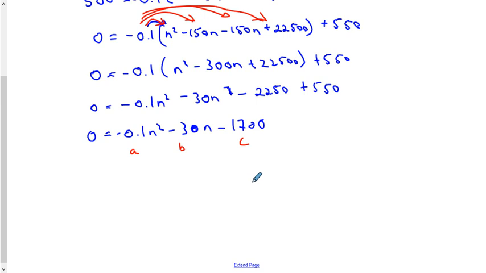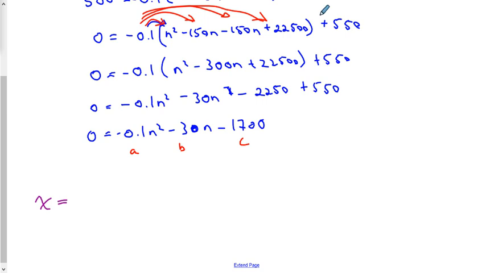Now, I'm just going to give you a heads up. There's no numbers that will factor this evenly. We're going to need to use the quadratic formula. So let's use the quadratic formula to solve this. When in doubt, quadratic formula is the way to go. So to start, we've got negative B.